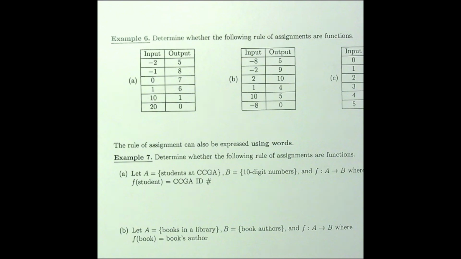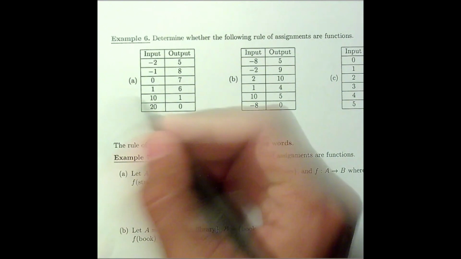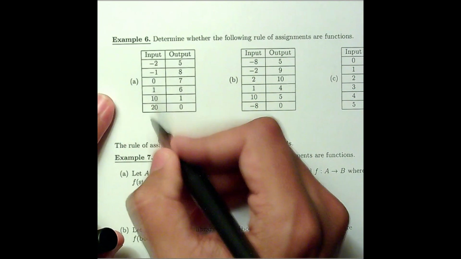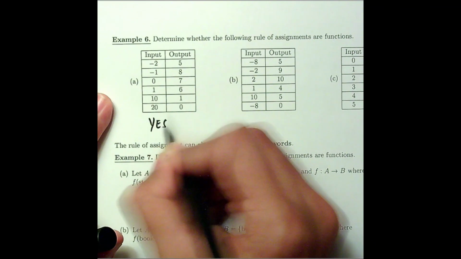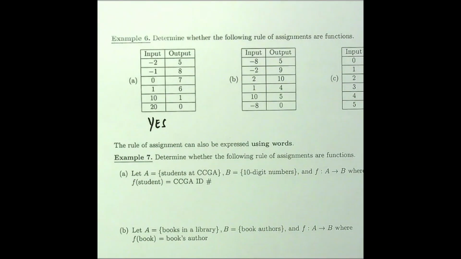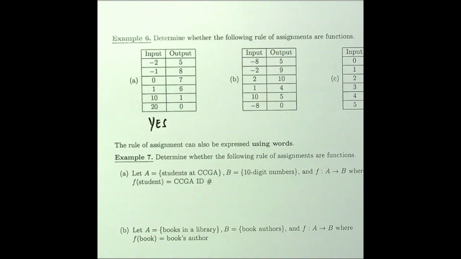So this one should be a yes. Every element in A, the inputs, has an associated output, and there's no input that has two different outputs. So this is a yes, this is a function. How about the next one? Is this a function, yes or no?